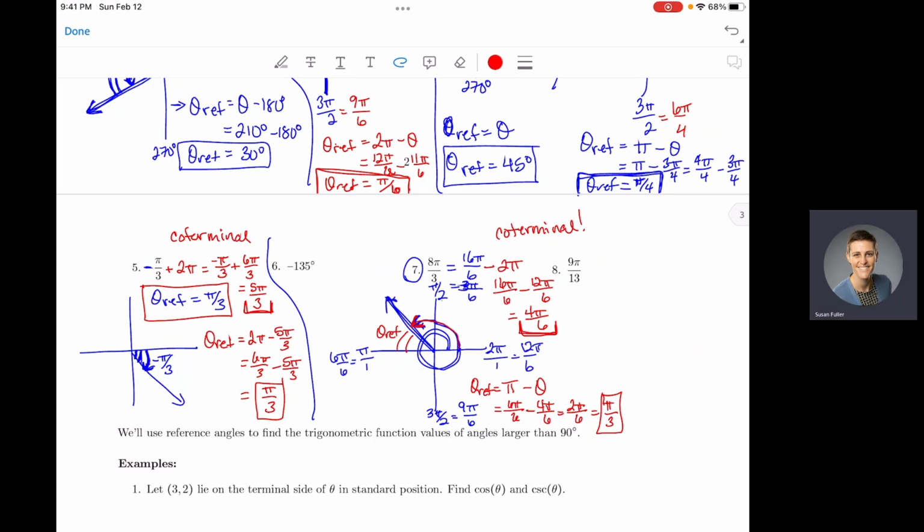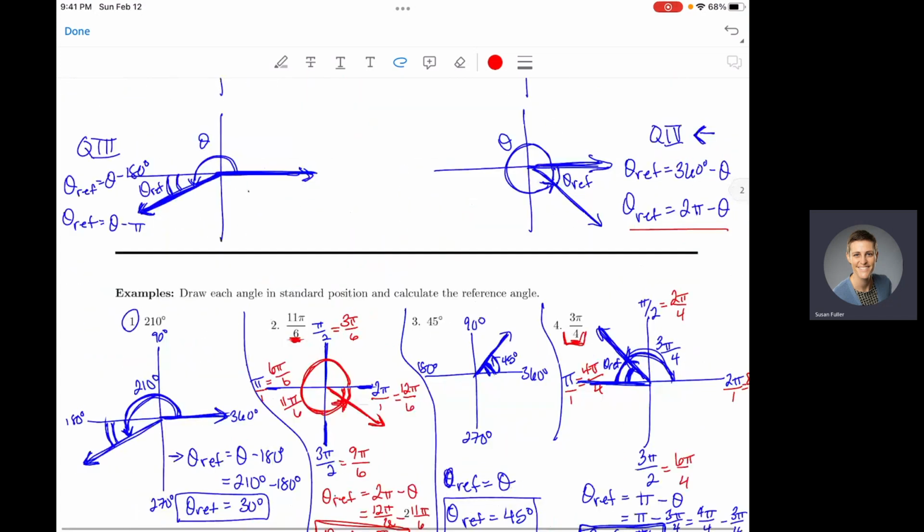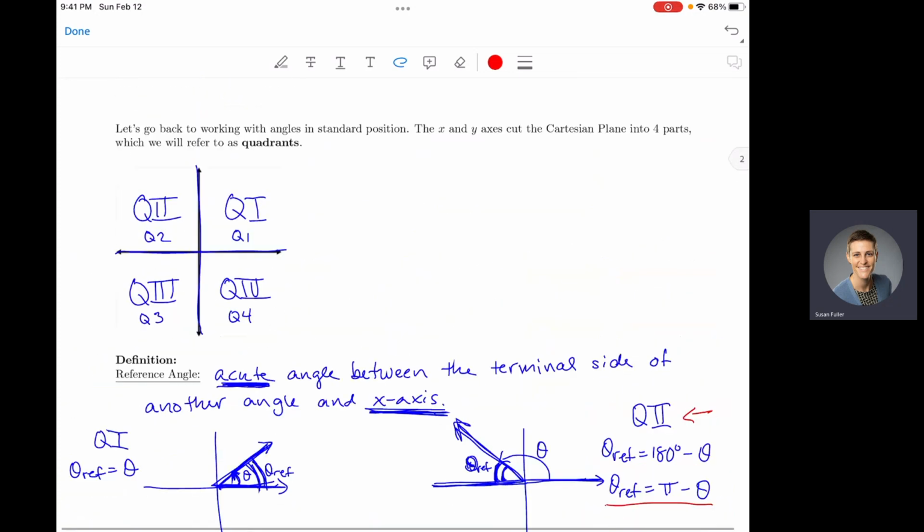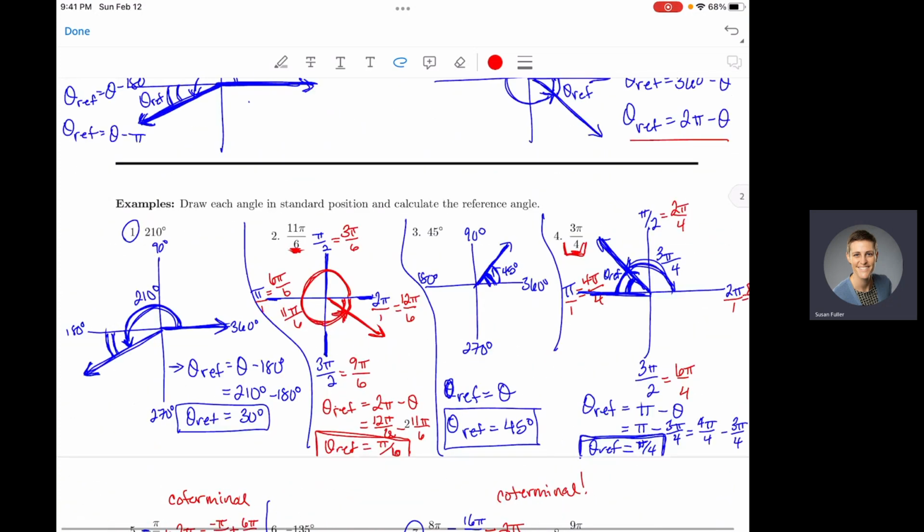Okay, and like we said here at the bottom, we will use reference angles to find trig values for angles that are larger than 90 degrees. We will start working with that on Wednesday. But when you come to class on Wednesday, I want you to be very familiar with reference angles, what they are, and how to find them.